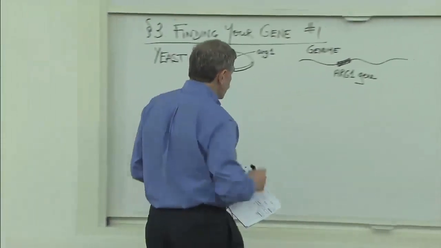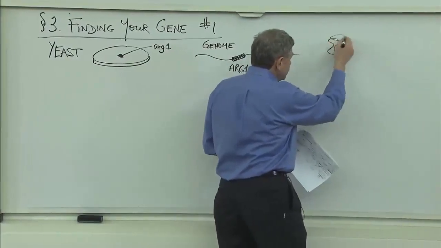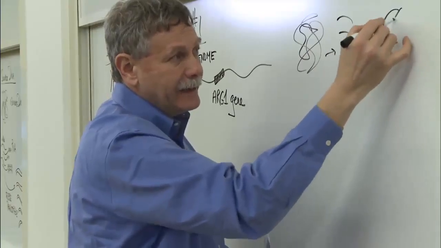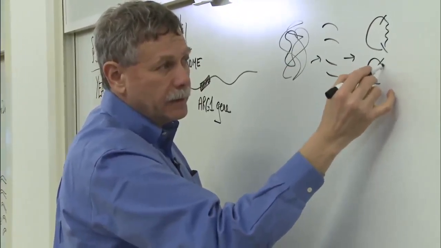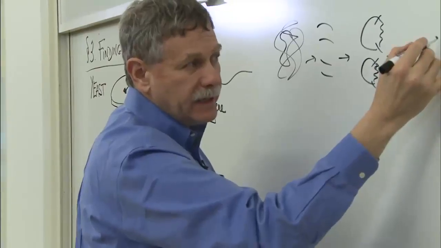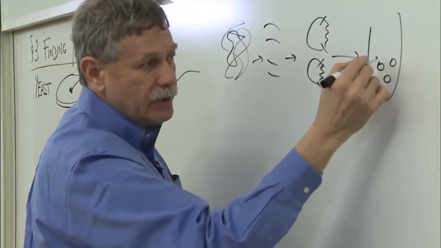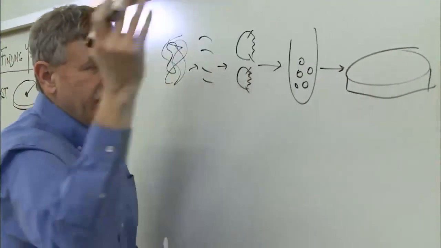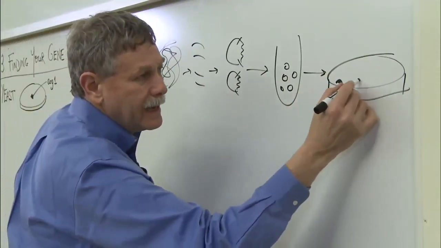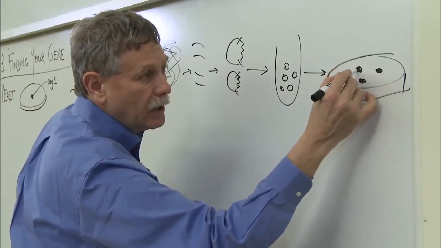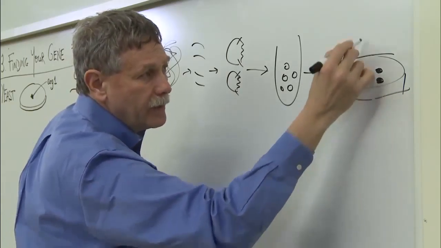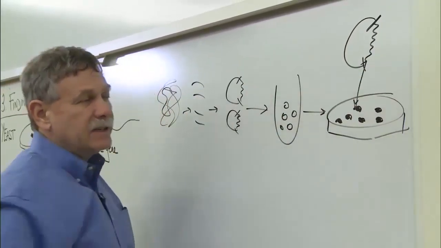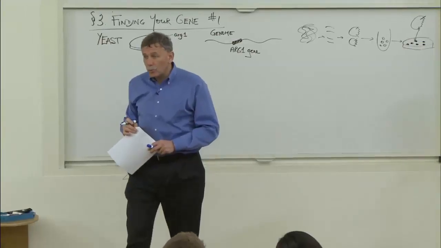So we've taken the total yeast DNA, we've cut it up into our pieces, we have ligated it to vectors, we have transformed it into cells, we have plated those cells, and now we have tens of thousands, hundreds of thousands if we want to, of colonies, each one of which is carrying a plasmid that has a different piece of yeast DNA in it. Which one is the ARG1 gene?